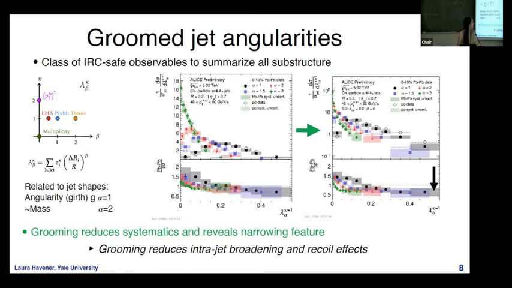And so what's cool is that in this plot, the different colors are the different settings of alpha on the angularities, and the bottom panel is the ratio of Pb-Pb to pp. So if you look going from left to right, you can see that by applying grooming, we've reduced the systematic uncertainties, and we've revealed a narrowing feature in this distribution that we didn't see without the grooming. So we're seeing that this grooming is doing what we hoped it would do, which is reducing these effects from the broadening and the medium response.